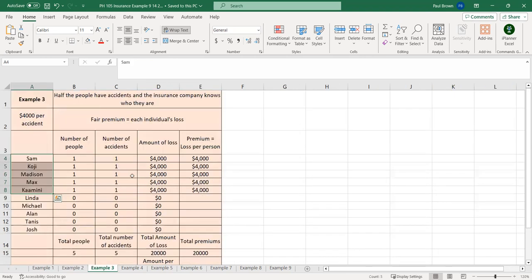Next one. Basically, the company in this case does know who they are. And so the thought here is that if the company can tell who they are, then the company just charges them based upon how much risk they have, right? So if they know that you're going to get an accident for $4,000, then the fair premium is to charge you $4,000. And if you're not going to get an accident, then they know the fair premium is $1,000. So if the company could tell, then they're going to charge different amounts.